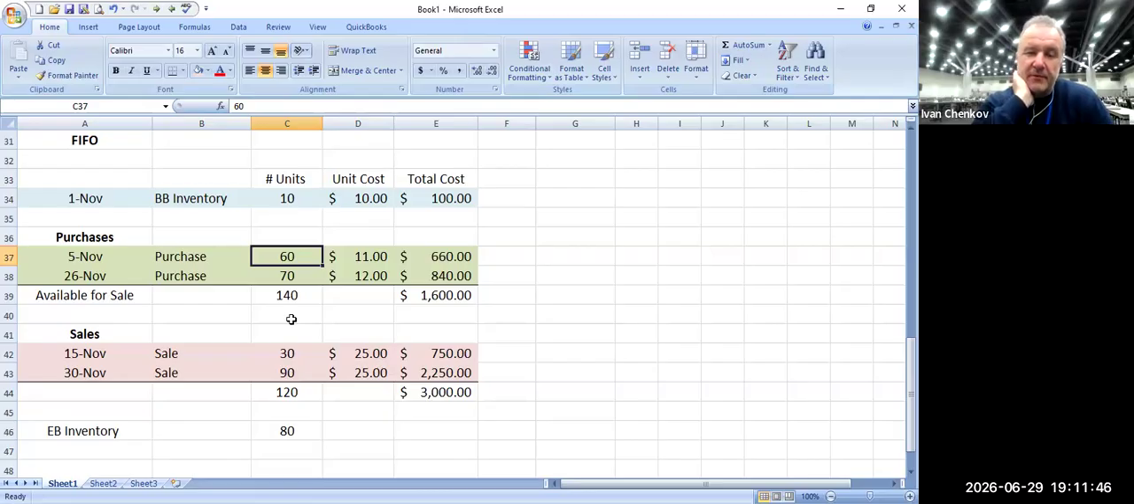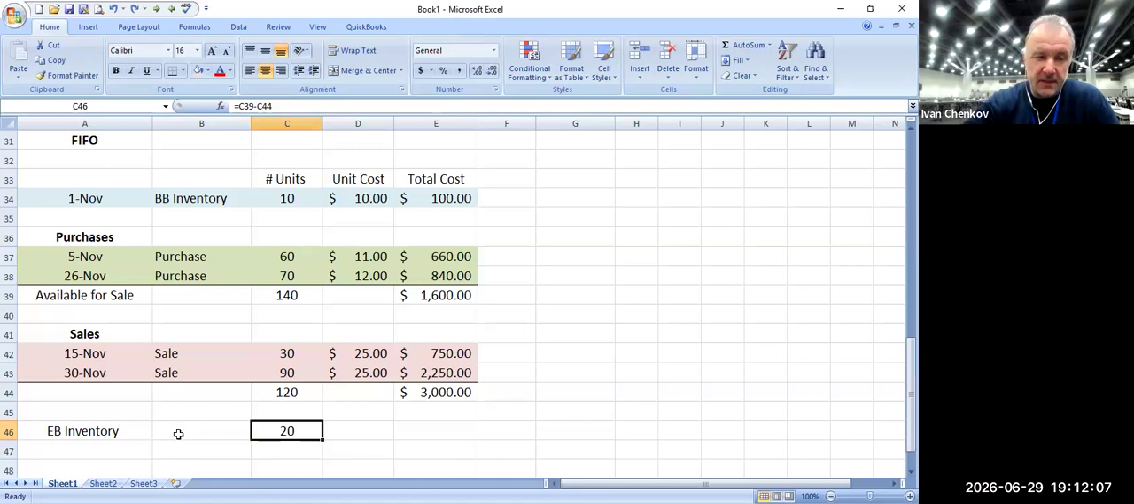How many units from our purchase from November 5th are left in my ending inventory? 10. Does that make sense for everybody? Okay. Let's go back to our calculation.